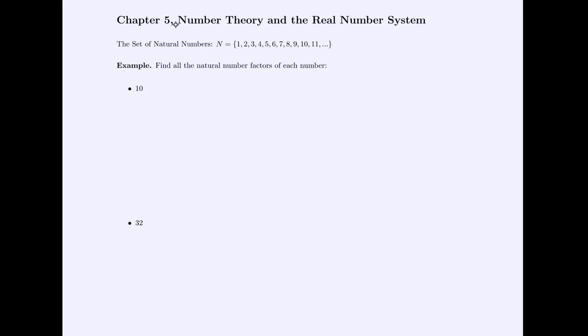We begin Chapter 5, where we're going to discuss number theory and the real number system. To begin, I'd like to point out the set of natural numbers, often denoted just capital N, are just all the positive integers. So notice it starts at 1, continues to 2, 3, 4, 5, 6, 7, 8, 9, 10, 11, and as we can see in the ellipsis, that means it just continues in that pattern out to infinity. So the next number would be 12, 13, 14, etc.